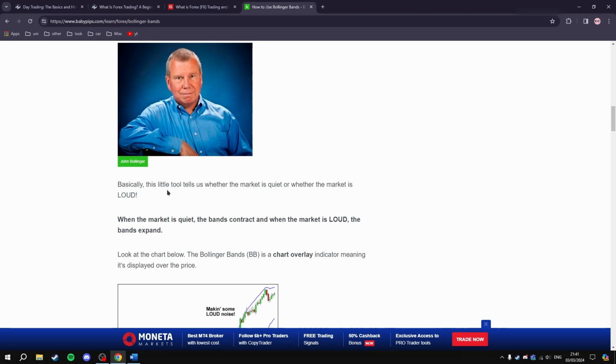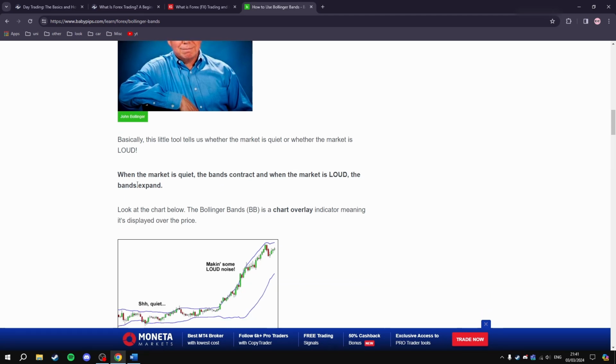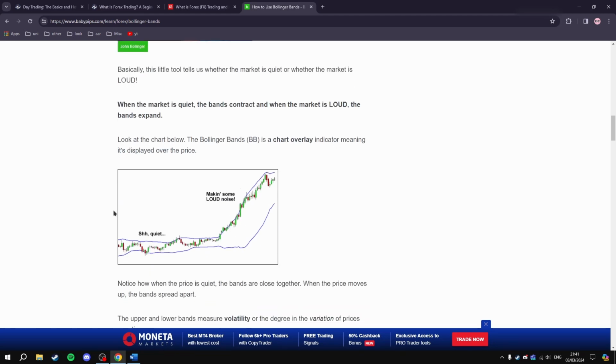Basically, this little tool tells us whether the market is quiet or whether the market is loud. When the market is quiet, the bands contract, and when the market is loud, the bands expand.